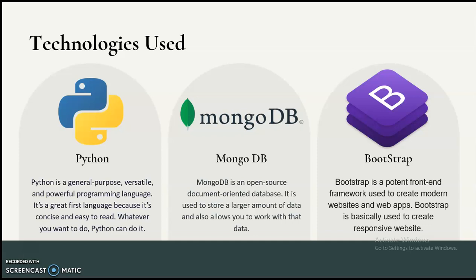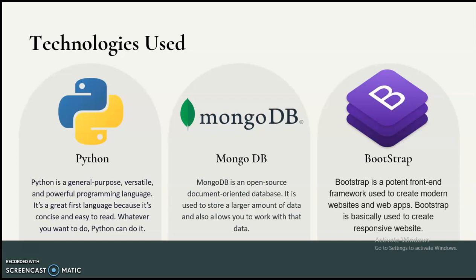So the different technologies that have been used while building this application are listed below. The first technology is Python. So what is Python? Python is a general purpose, versatile and powerful programming language. It's a great first language because it's concise and easy to read. Whatever you want to do, basically it can be achieved via Python.